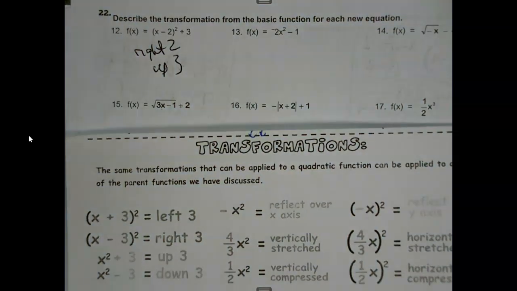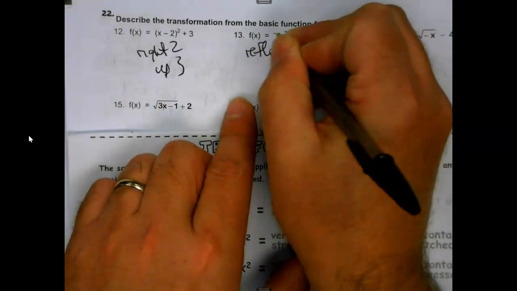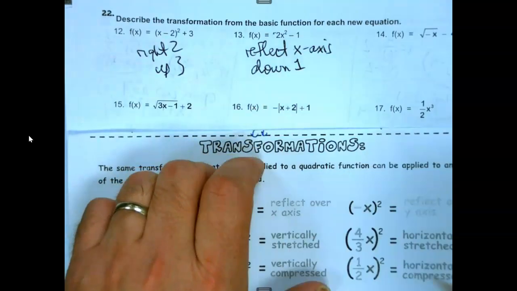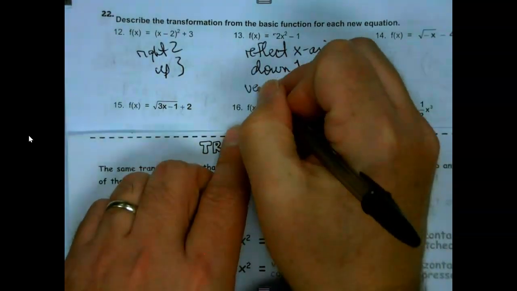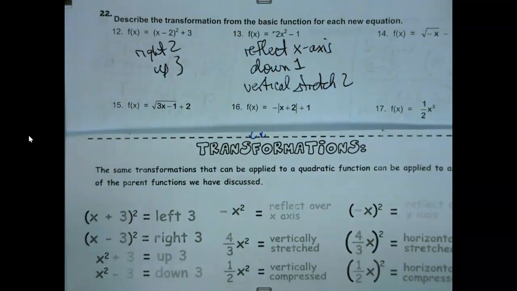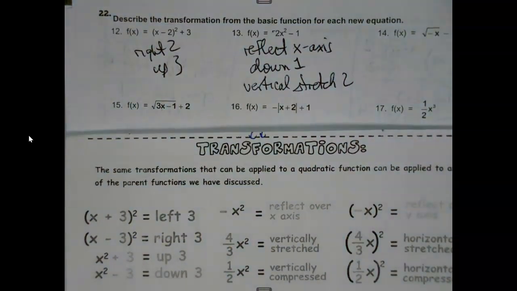Okay. Now, number 13, there's 3. What are my 3 transformations on 13? Reflect over the x-axis. That's the negative in front here. Down 1. That's true. Bingo. Vertical stretch of 2. The stretch doesn't care about positive, negative. The positive, negative determines where we're reflecting. So that's why it looks like there's only 2, but there's actually 3. So we have to be careful.